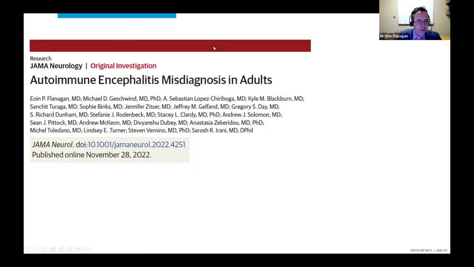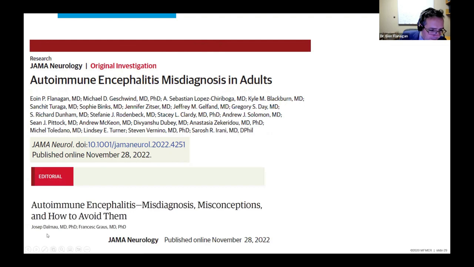And indeed, there was a nice editorial from Professor Dalmau and Group that talked about misdiagnosis, misconceptions, and how to avoid them. Because at the end of the day, we just want to get the right answer for the patient and get them on the right treatment that they need so they can get back on with their lives.